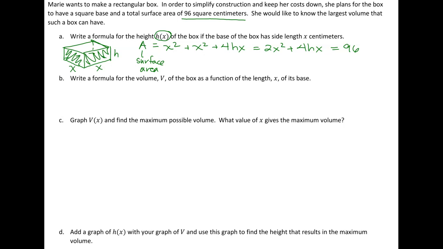So I will subtract the 2x squared from both sides and say 4hx would then have to equal 96 minus 2x squared. And then we'll need to divide by the 4 and the x. So we can say h is 96 minus 2x squared over 4x. And you can split that fraction up and reduce a little if you want. I think I'll just leave it for now. If it seems like I want to simplify later, I can do that.